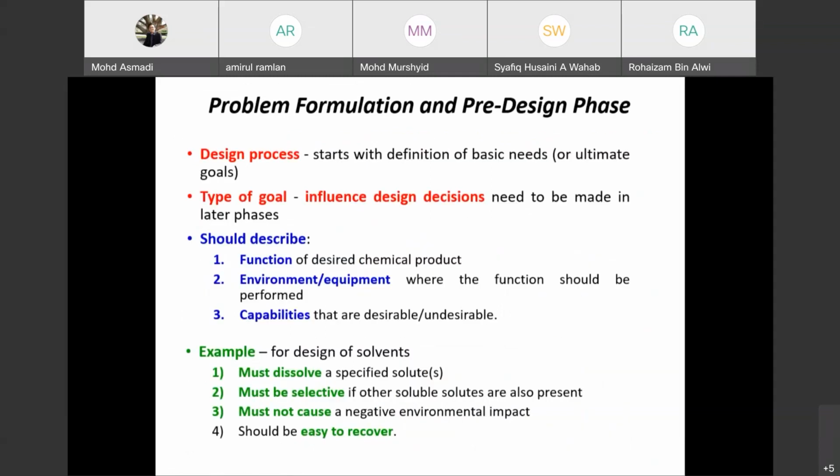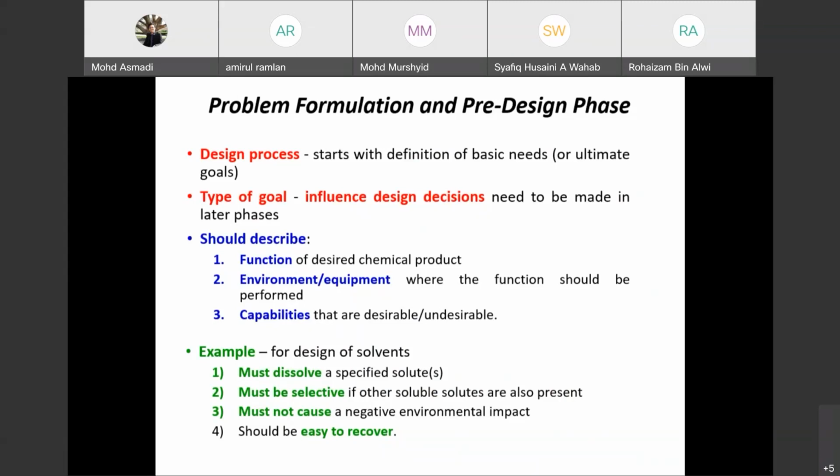Selalunya kalau untuk design proses kita start with the definition of the basic needs lah. What is the ultimate goal? Kan? Okay. Sebab dia akan influence many of the design decisions. Okay. Itu yang kita kena tengok. Selalunya type of goals yang saya cakap tu influence design decisions should describe the functions, environment, equipment and capabilities.